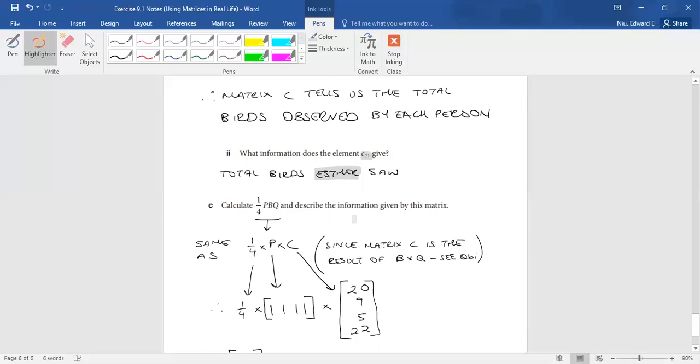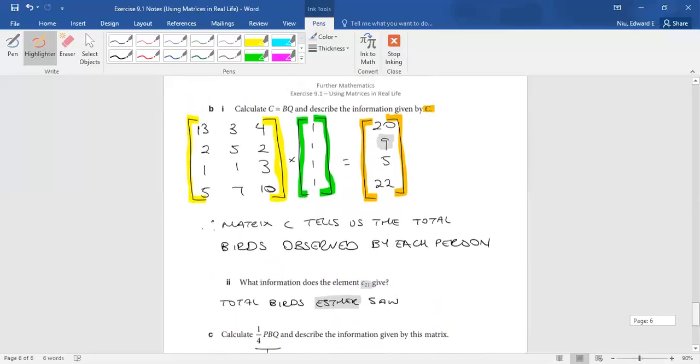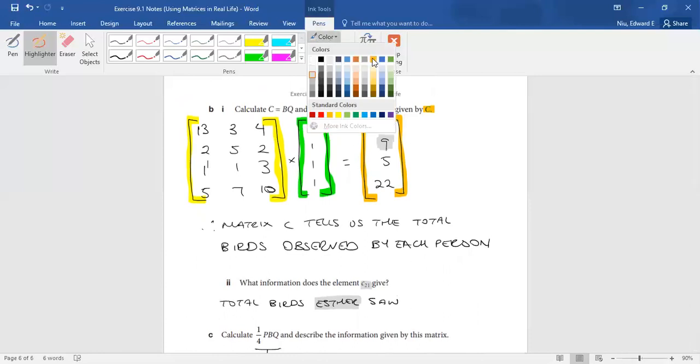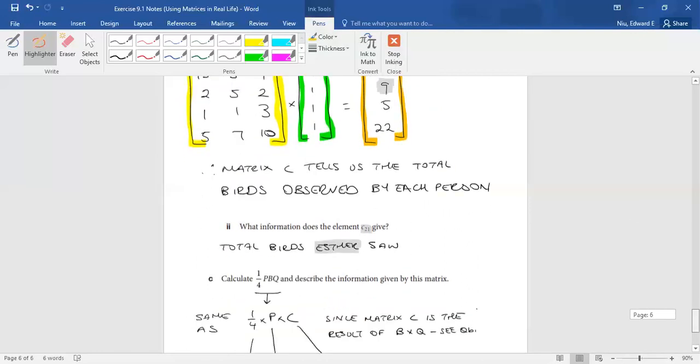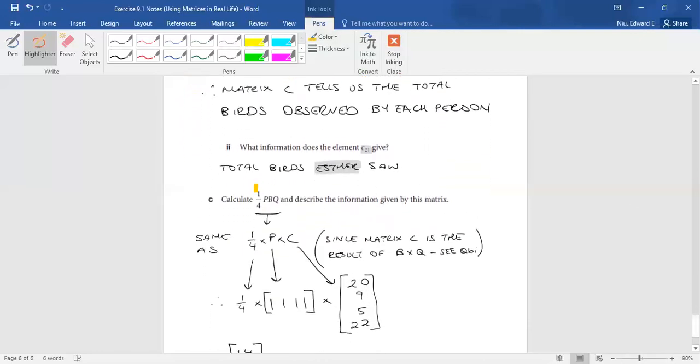The very last question, calculate a quarter times matrix P times matrix B times matrix Q and describe the information given by this matrix. So this is actually the same as saying a quarter times matrix P times matrix C because matrix C was the answer of B times Q. So remember we did B times Q already, so we can just take this orange or gold matrix and plug it in here.